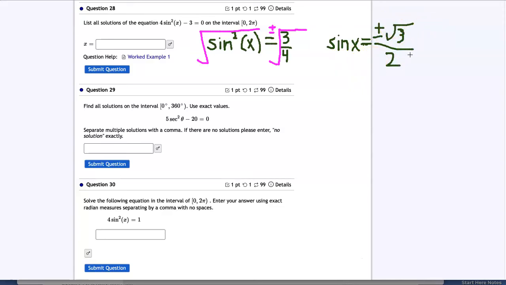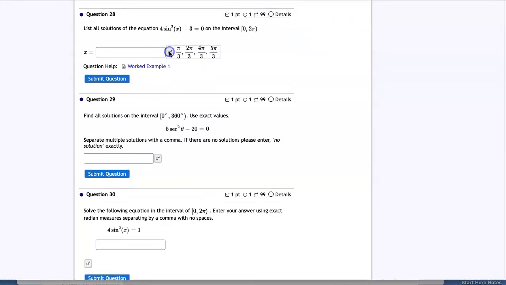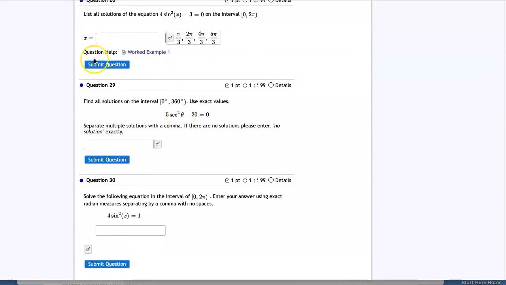So next what we do is we look at the unit circle, and we find the 4 values where sine is equal to either positive root 3 over 2 or negative root 3 over 2. And those values are at pi thirds, 2 pi thirds, 4 pi thirds, and 5 pi thirds. So it will be the same type of problem for question number 29. I will do question number 29 on the board.